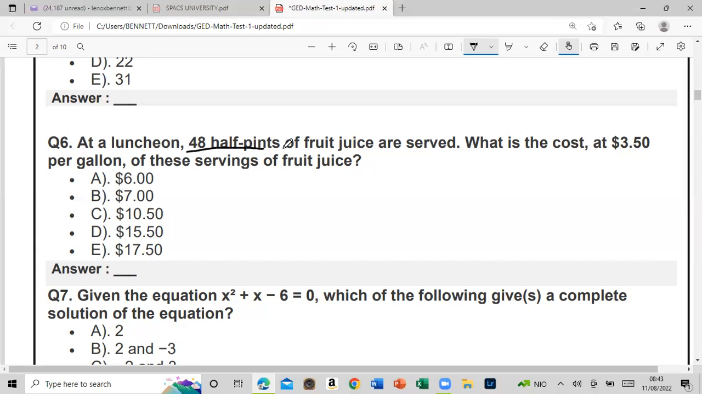Alright, let's see if I remember. Half pint. So 48 half pints would be 24 pints, right? Because it said 48 half pints, so that means it's 24 pints. That we know already. So we just need to remember the conversion rate. So 8 pints equal 1 gallon. Right?